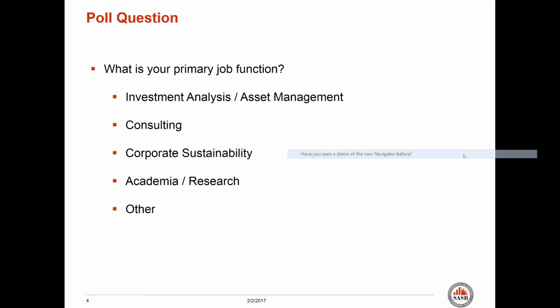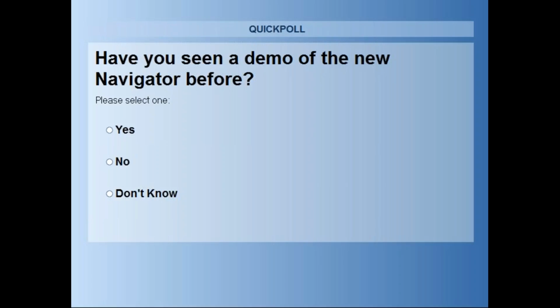So let's take one more look, and then we will keep moving. And this is, again, just to see who we have on the screen. Have you seen a demo of the new Navigator before? You can either use yes, no. If you don't know, then that's surprising to us, but who knows? Maybe there's some out there.